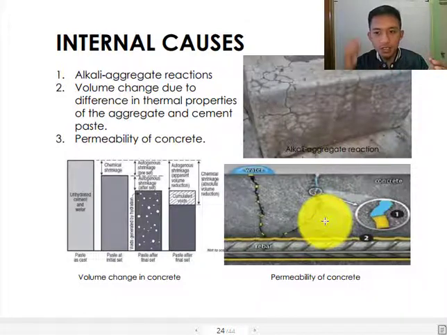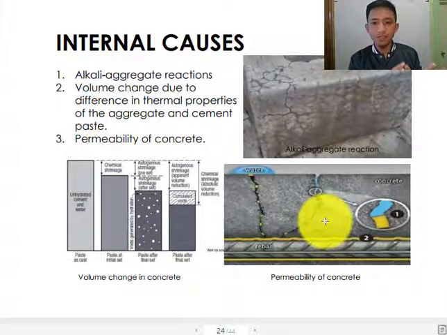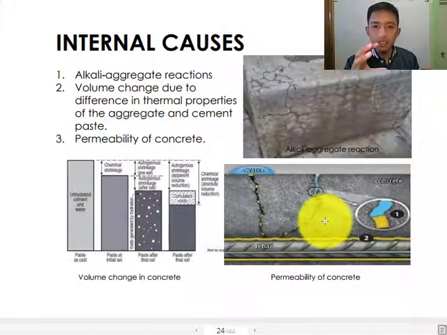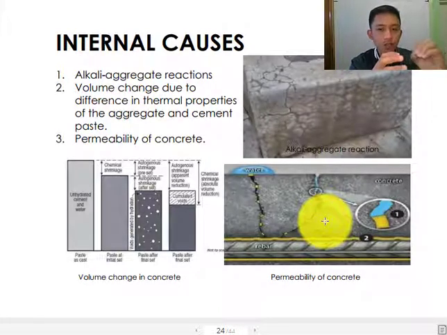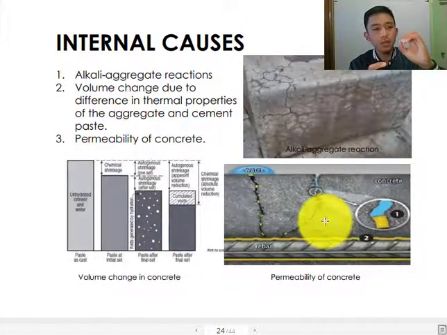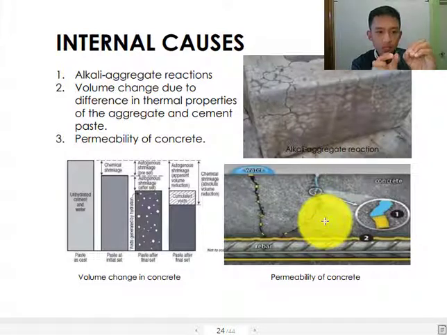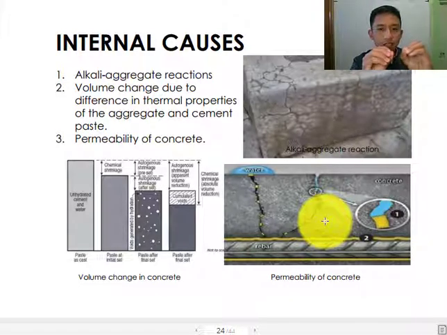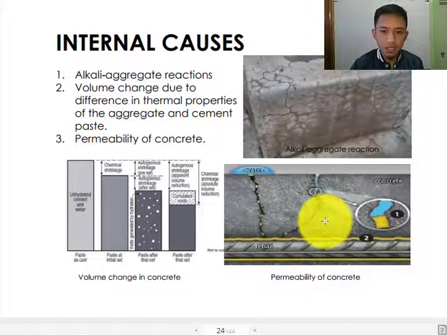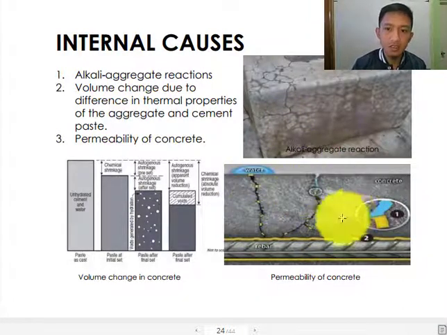Or shrinkage. Let's say that it is very cold. This aggregate has less reaction to freezing, but the concrete will easily freeze or shrink because of freezing. Then of course the aggregate will remain the same, but the concrete will shrink. So now the surface of the aggregate and the cement will create a gap. So that will now create these cracks on your concrete.